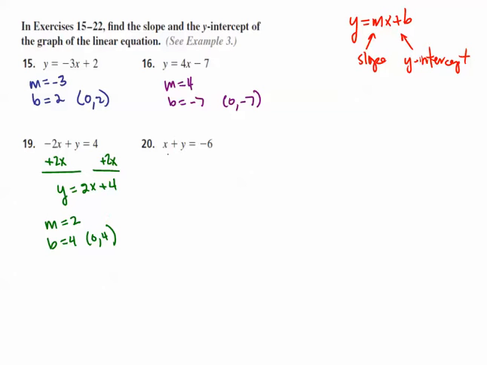Next, same thing with number 20. We can't automatically tell what the slope and y-intercept are. We have to solve for y, and we do that by subtracting x from both sides, and we get y is negative x minus 6, so the slope is -1 there. The y-intercept is -6, or we can say (0, -6), and we'll go on from there.